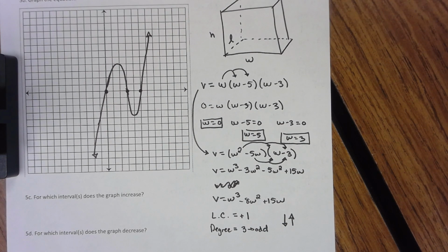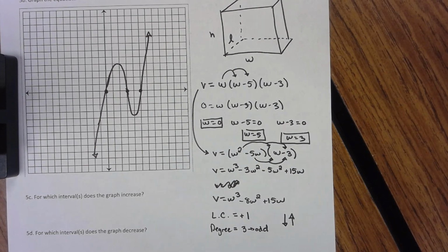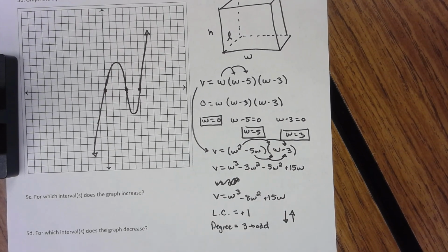Could we accurately describe the increasing or decreasing intervals based on what you see here? Nina, you're shaking your head no. Why not? Okay, yeah, we don't have specific points. Which specific points do we need to describe those intervals? What points on the graph might I need to describe those intervals?